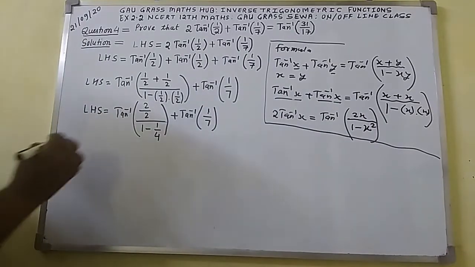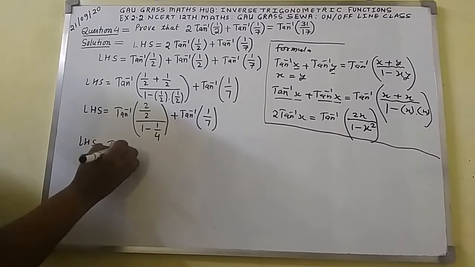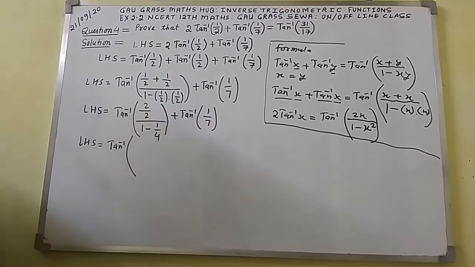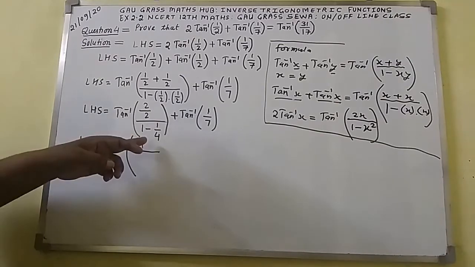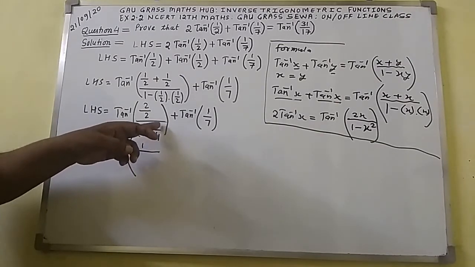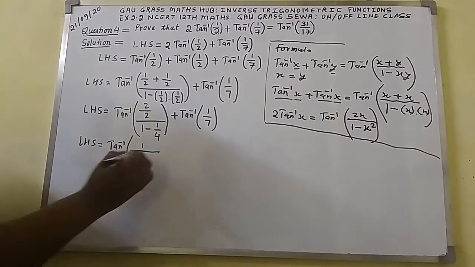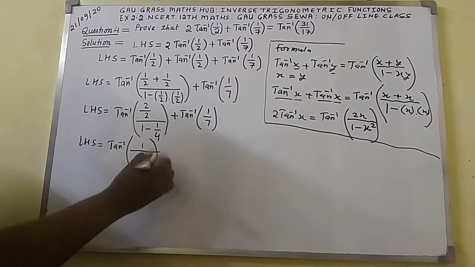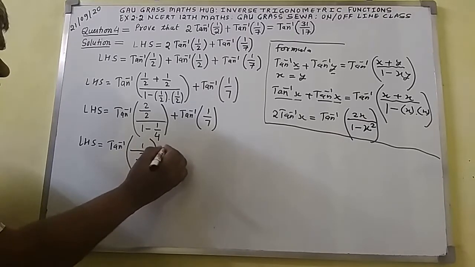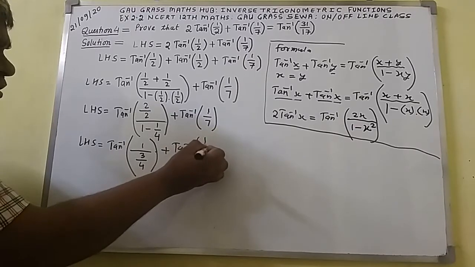Now come out to next, here I shall write LHS equal to tan inverse in bracket 2 over 2 can be written as 1, over 1 minus 1 over 4, which comes out to 4 minus 1 comes out to 3. So 3 over 4, it will become, you will write like this in bracket, plus tan inverse 1 over 7 will be written.